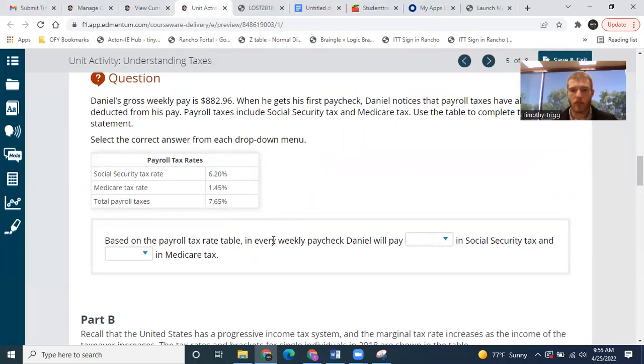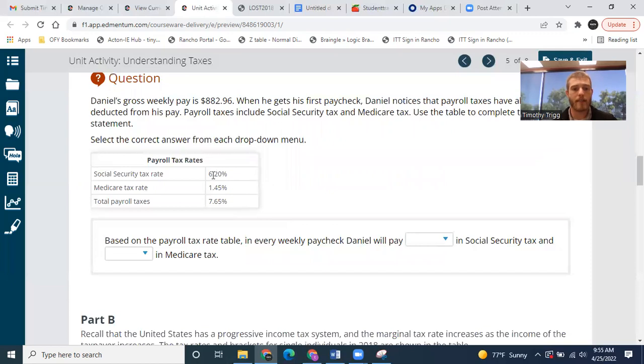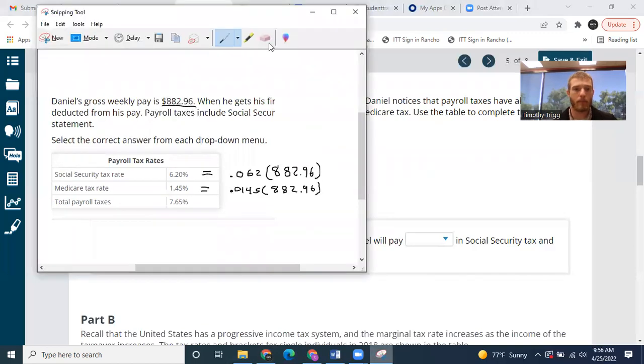So let's go and see if we can answer this question down here. Based on the payroll tax table above, in every weekly paycheck, Daniel will pay a certain amount in Social Security tax and a certain amount in Medicare tax. So all we need to do is find 6.2% of his gross pay, and that'll tell you how much he pays in Social Security tax. Then find 1.45% of $882.96, and that'll give you his Medicare tax. So how do we do that?